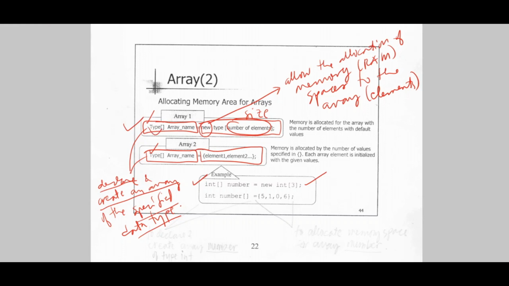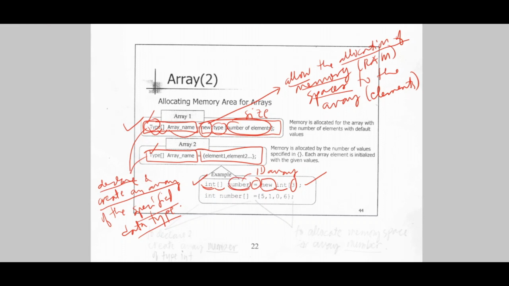So the data type here is integer, followed by the square brackets, which means that this array name, number, is a one-dimensional array. Then we have the assignment operator followed by the new operator, which allows the allocation of RAM spaces or memory spaces. And then the data type is just like this one here. It is integer, and this is the size, or the number of elements.